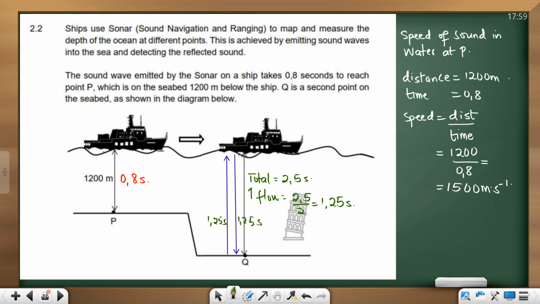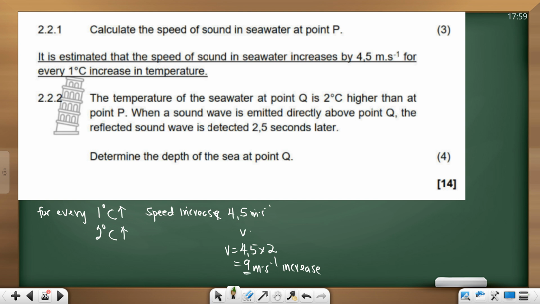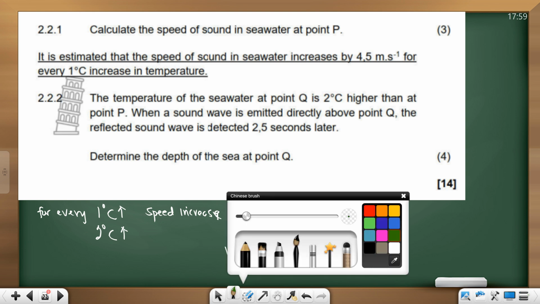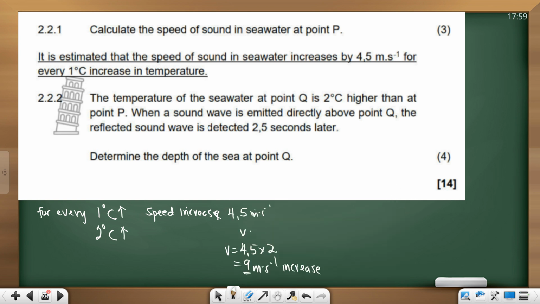All right, I want to finish this, just 2 minutes. Determine the depth of the sea at Q. Interesting. How do we calculate? We are looking for depth, distance. What do we know? Speed is distance over time. I would not forget this formula, guys.